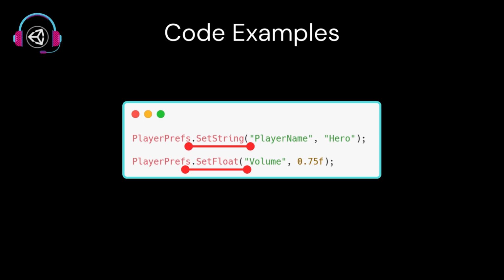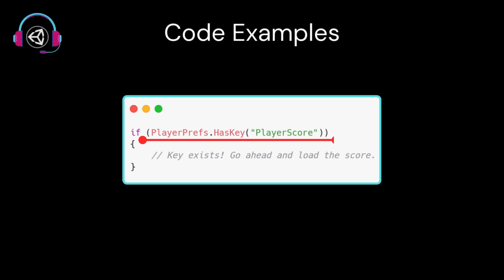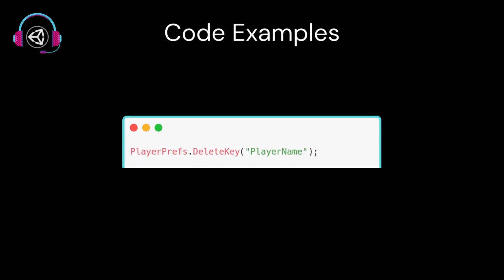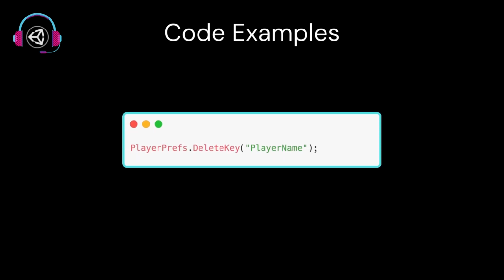But how do you know if a player has ever saved data before? You can check using PlayerPrefs.HasKey. What if you want to clear someone's progress or delete a name? We use PlayerPrefs.DeleteKey. This wipes out just one entry.